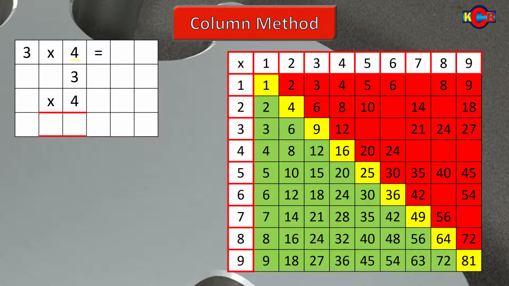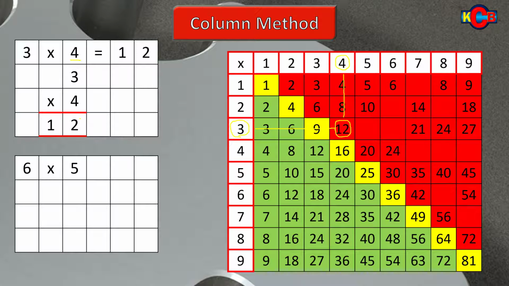Then look for the answer using the multiplication table. 3 times 4. First, we look at 3 here. Then here we look at 4. So 3 times 4 equals 12. So the answer is 12. Write down the answer here. Now we are done with the column method.